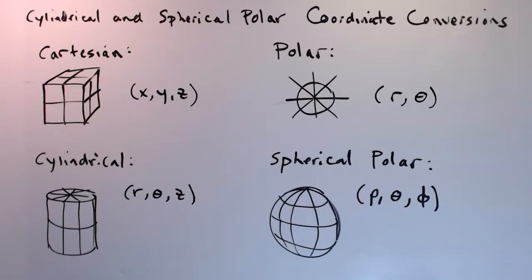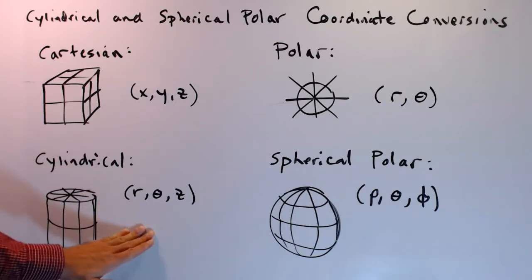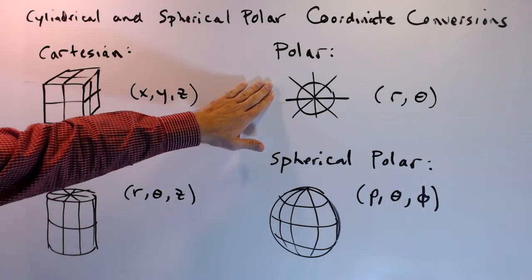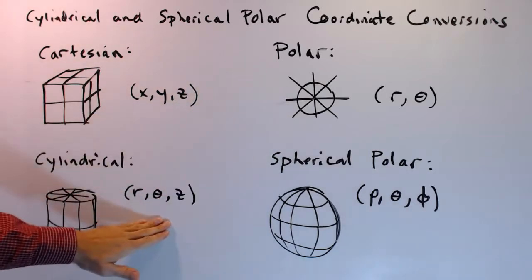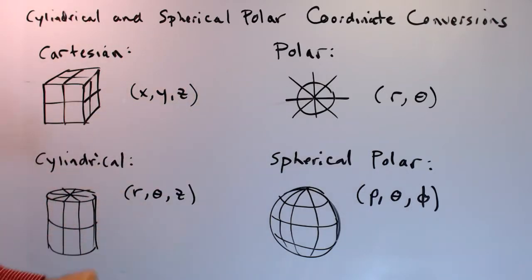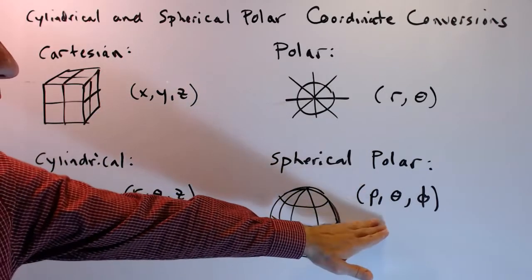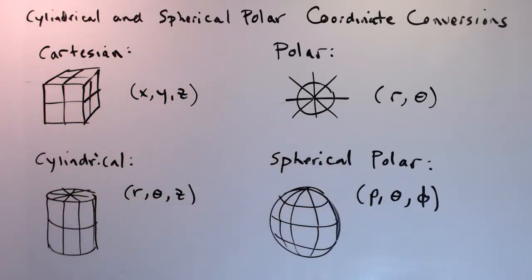distinct. Now, cylindrical coordinates are pretty easy. If you know polar coordinates, all you really have to do is add a z. The really interesting and challenging one is going to be the spherical polar coordinates.